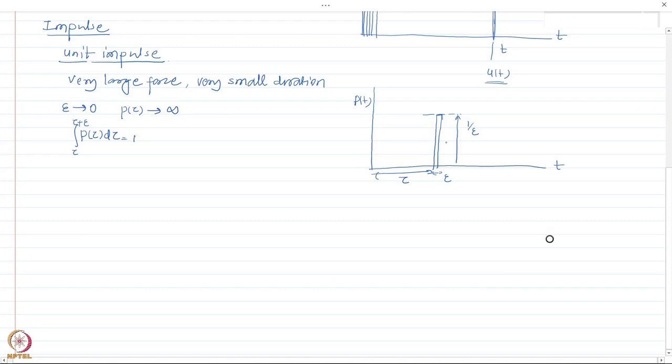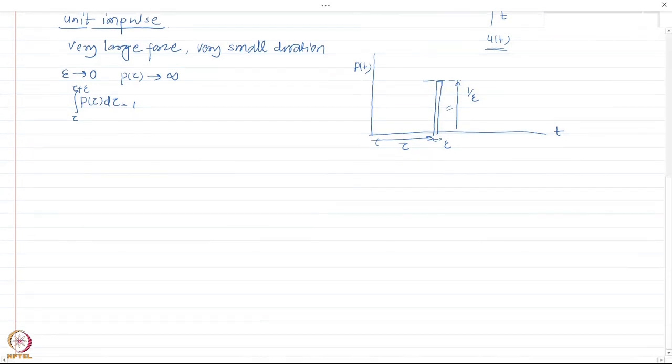And I can see that from here. If I multiply 1 by epsilon with epsilon, I still get a unit area. So this is one way to define a unit impulse. We said that the time integral is still a finite value, even though the force goes to a very large value for a very small duration of time. So this is the definition of impulse.